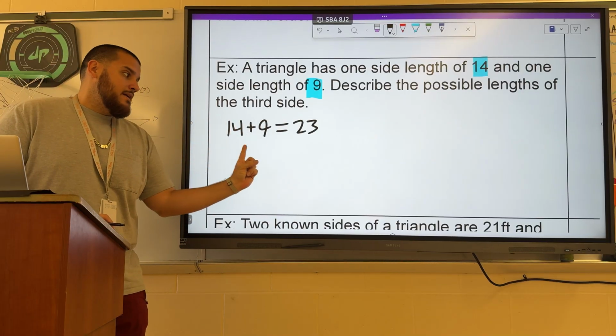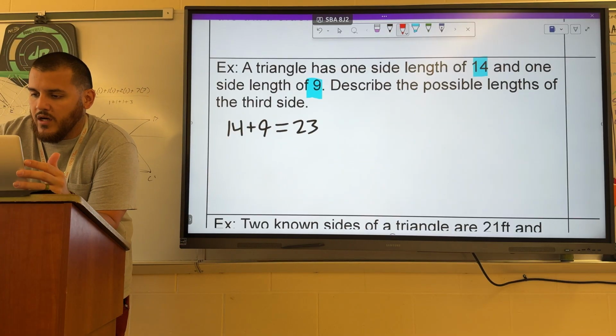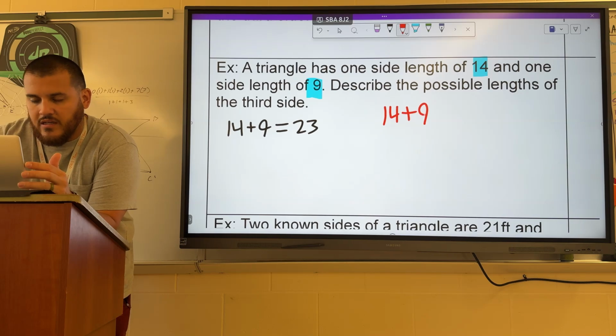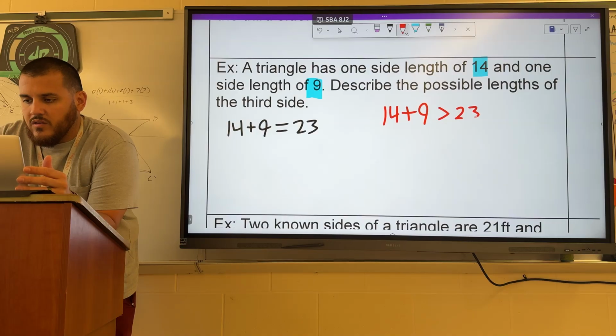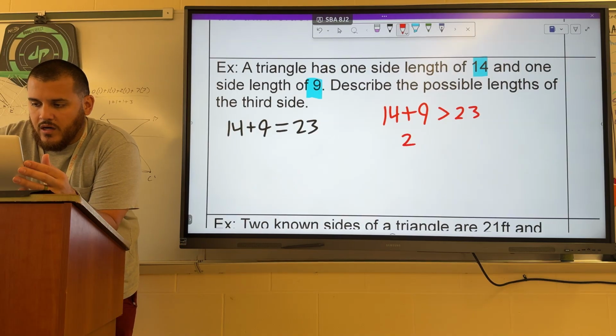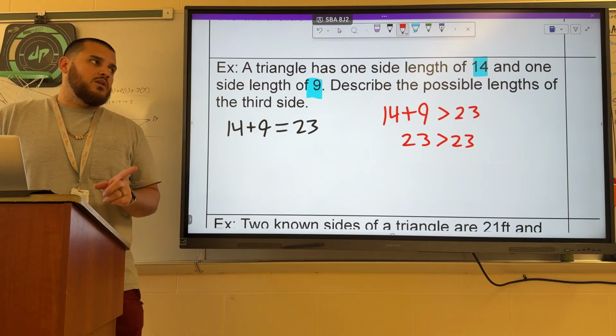Let me explain why. This would give us side lengths of 14, 9, and 23. Let's see how that inequality would work. We know the two shortest, the 14 and the 9, would have to be greater than the longest side, 23. And we can see this inequality doesn't work because 14 plus 9 is 23, which is not greater than 23.